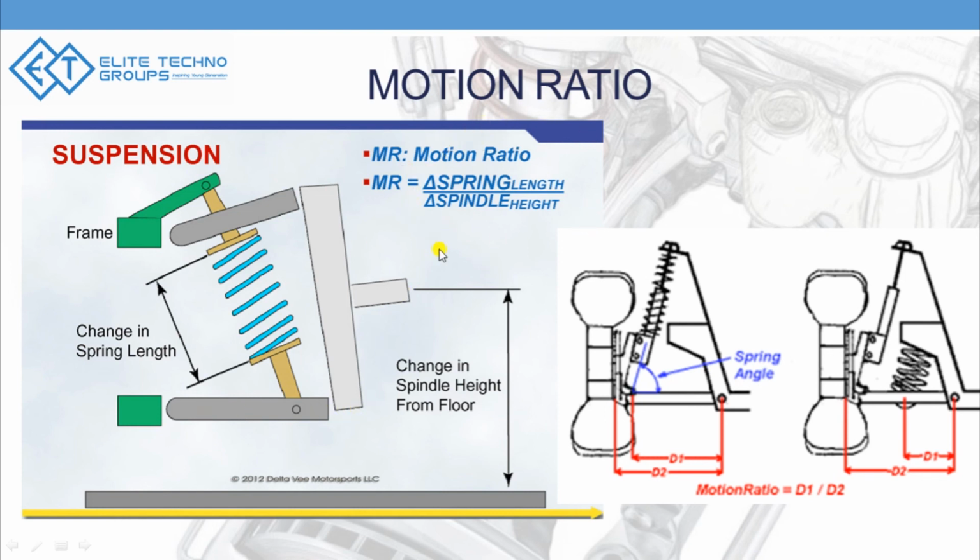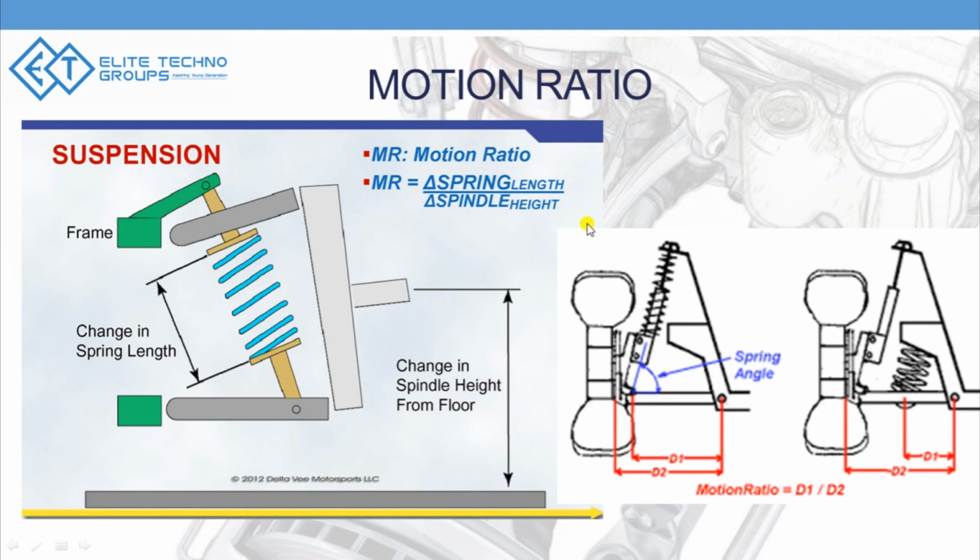So you need to know where exactly the spring is mounted from the pivot point, and then ultimately find the compression of the spring compared to the per millimeter movement of the wheel. So these are the two different methods of calculating the motion ratio. Either one is fine, but most of the OEMs use the first one.